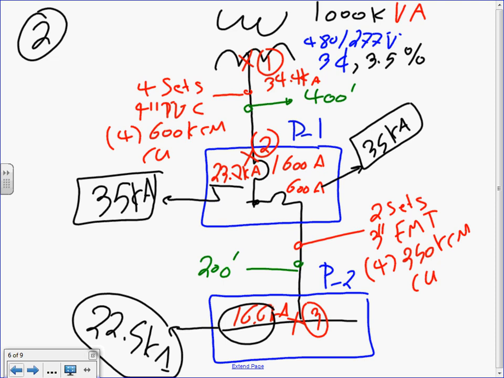Now phase to ground or neutral, that's a ground fault. Phase to ground or phase to neutral will typically be 25 to 100%. So if you're covered for three phase, you're covered for all of them.